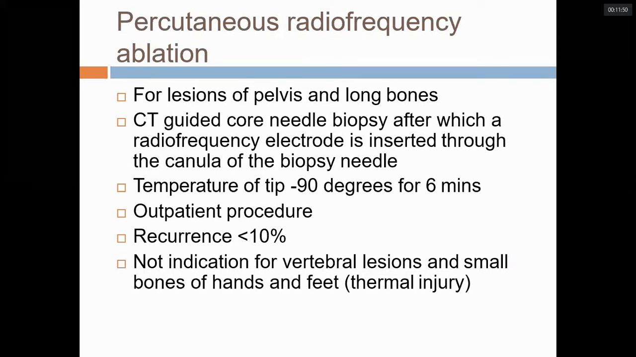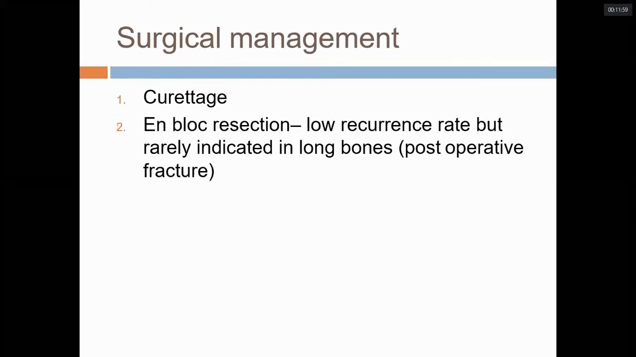It is not indicated in vertebral lesions and small bones of the hand and feet, which can cause thermal injury to the small bones of the hand and feet, and thermal injury to the spine in case of vertebral lesions. So it is not preferred in the hand and vertebra.